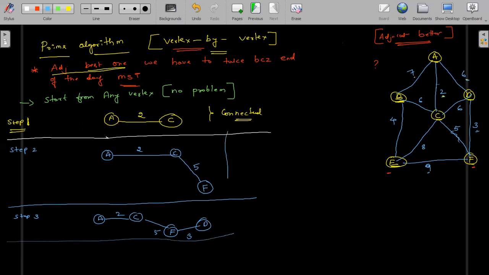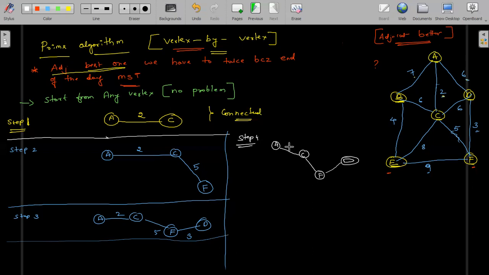Again, step 4. Here I will write step 4. Now step 4, what do we want to do? Again, one more important thing here. Everything is fine here. I will take this one. That is A. So A to C, that is also fine. Again, C to F, that is also fine. Again, F to D, that is also fine.